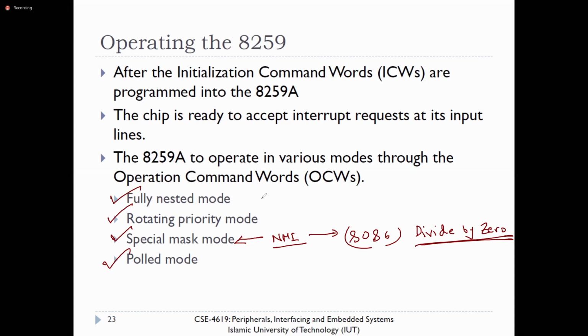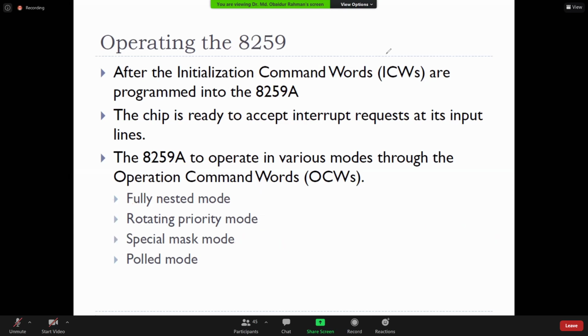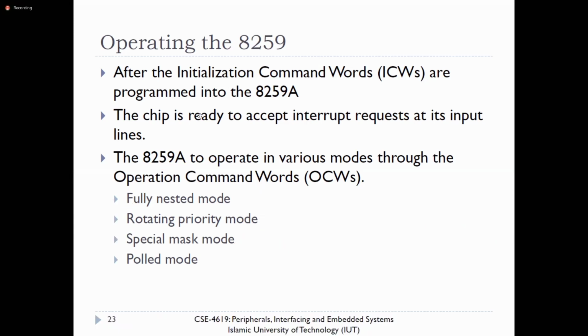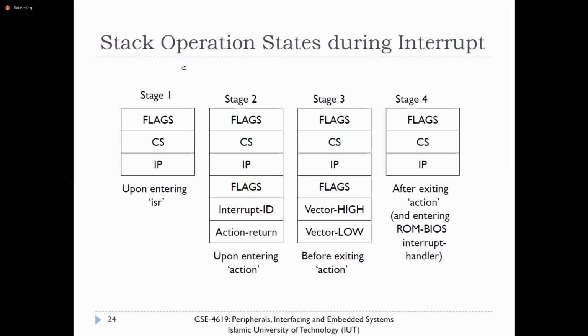Ultimately, whenever any standard is defined for any IC, it should cover every possibility, as it's a programmable one. That is why we say 8259 is a programmable interrupt controller. It can be programmed with fully nested mode. It can be programmed with round robin fashion. It can be programmed with special mask mode and poll mode. So I think this is the last slide, and this is all about our 8259.